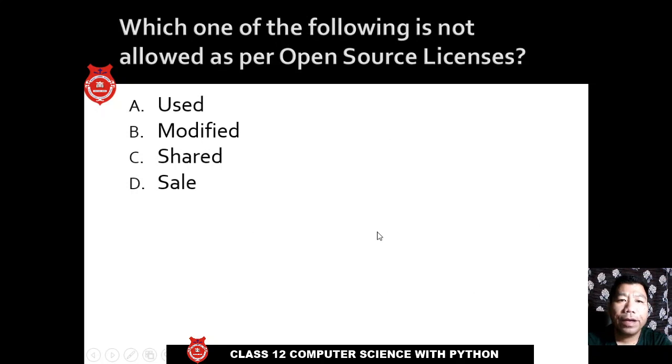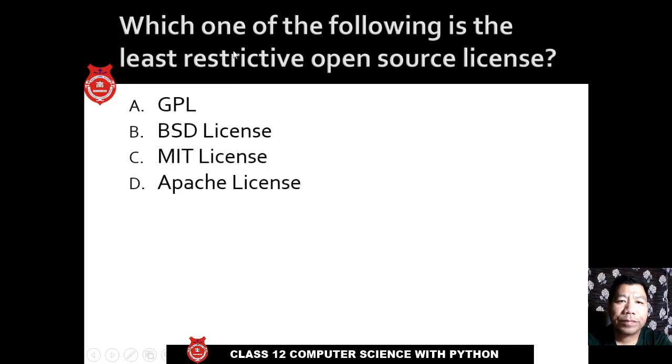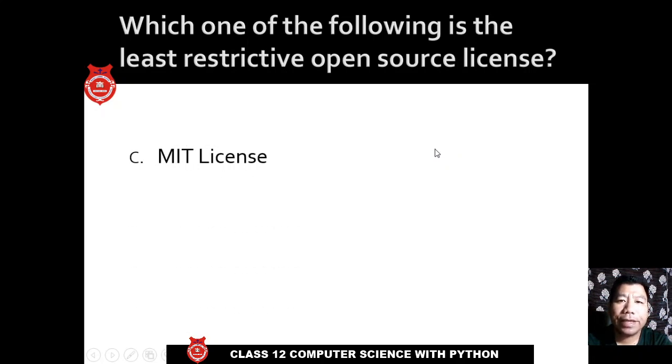You need to pay. So here is a quick quiz. Which one of the following is not allowed as per open source licenses? All right. As far as I know, open source licenses allow you to use, modify and share, but most open source license agreements do not allow you to sell that software. And which one of the following is the least restricted open source license agreement? There are different open source license agreements. Among them, the MIT license is the least restricted among the open source licenses. All right.